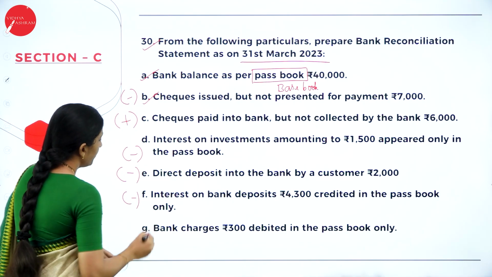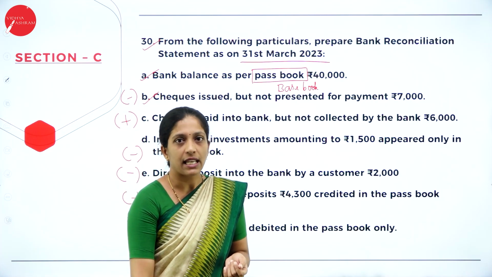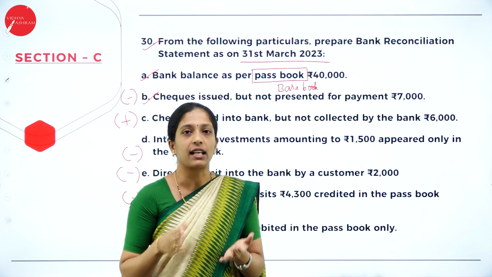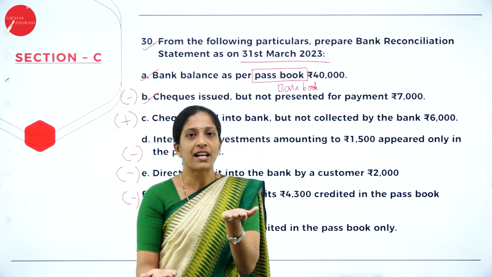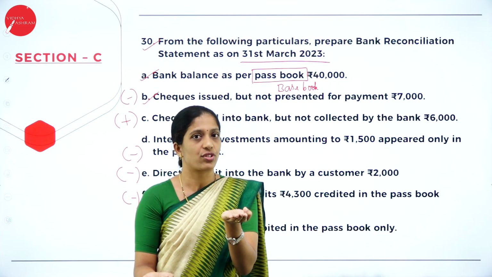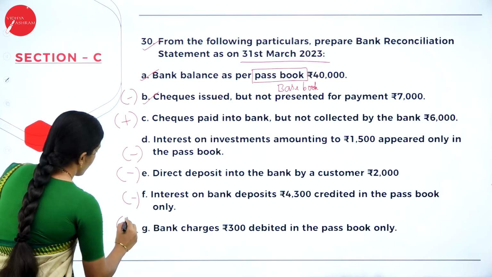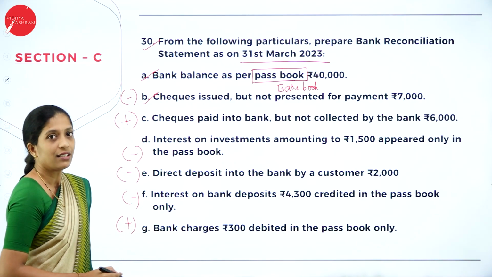Minus. Next one, bank charges debited in passbook only. Credited means increased. Debited means what? Decreased. Now where it has decreased? In the passbook. So passbook bank charges have debited. So it has decreased. My base is passbook. So I have to adjust to cash book. What I have to do? Add. So only 2 transactions to be added, rest all the transaction has to be deducted.